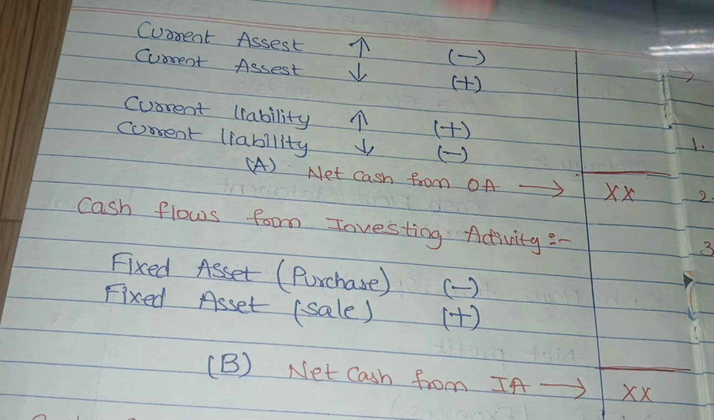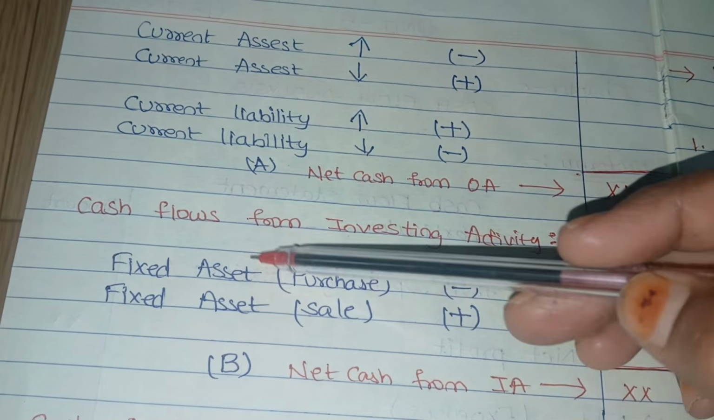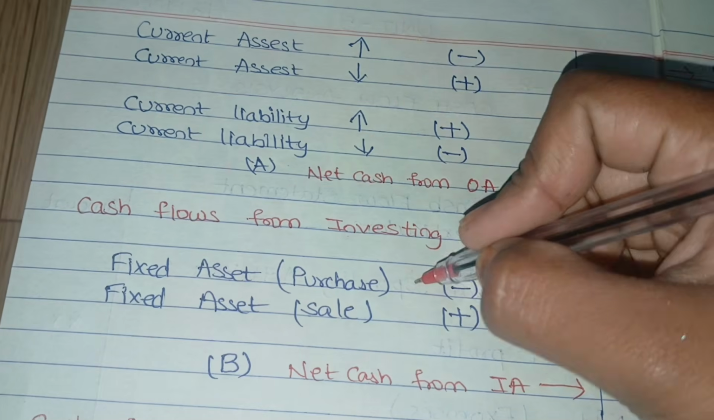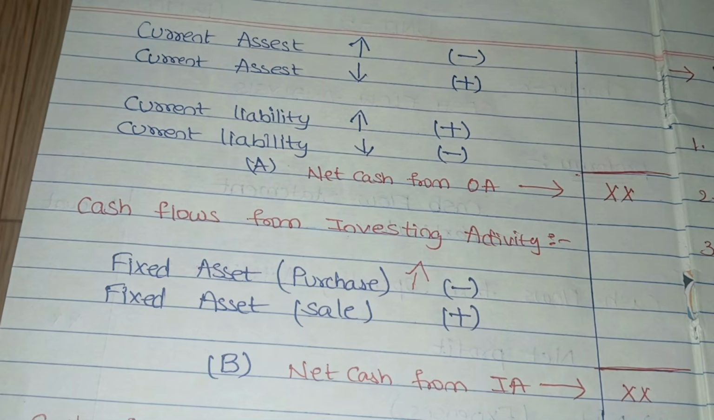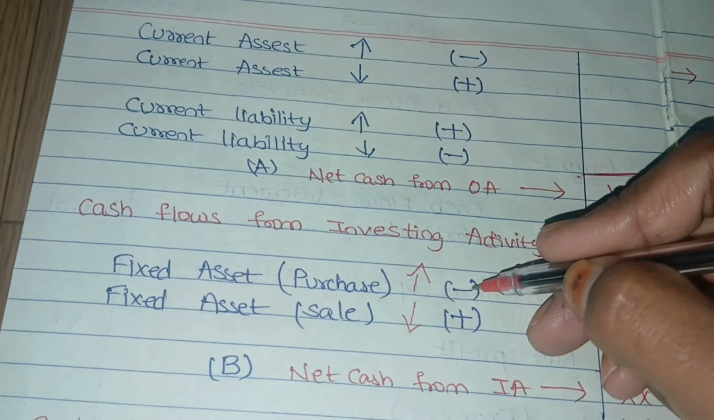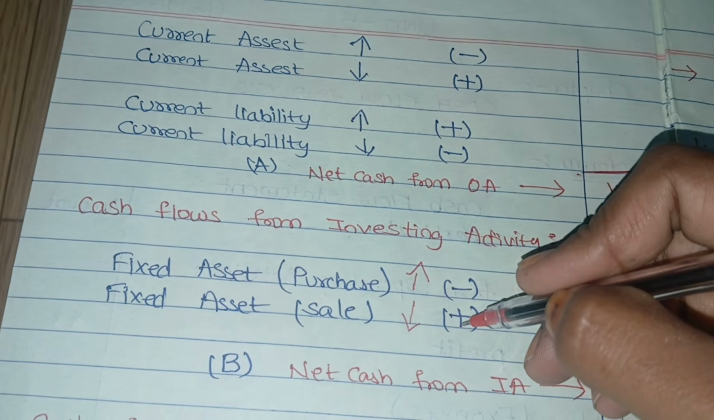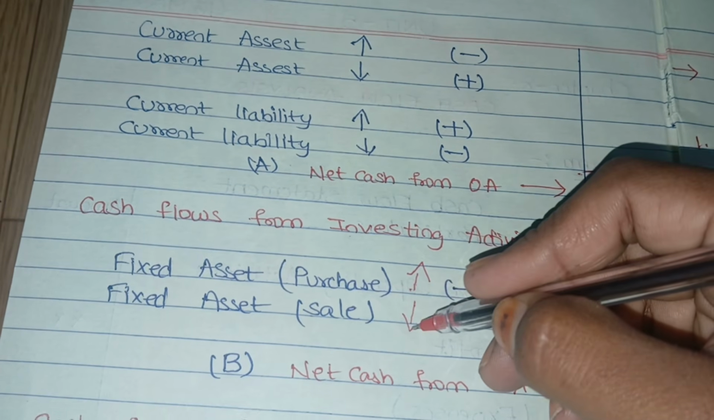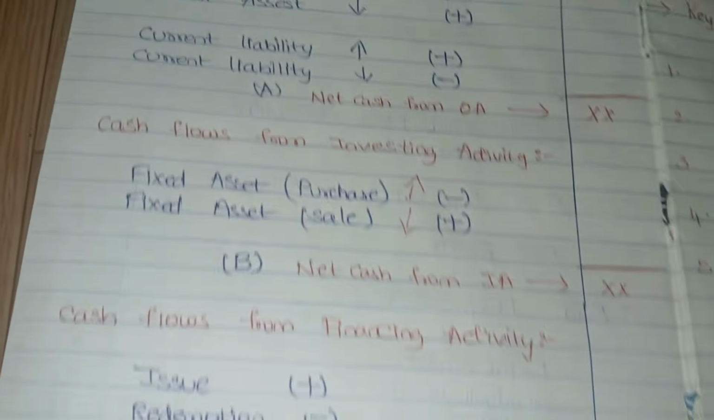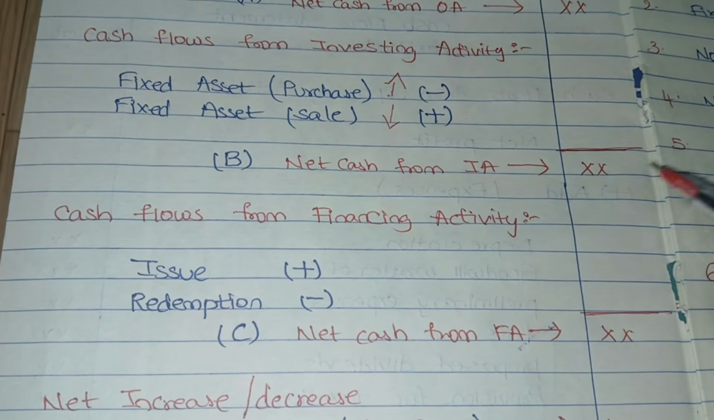After operating activities you have investing activities. To do investing activities you need to concentrate only on the fixed assets. If fixed assets are increasing, it means purchases. Fixed assets decreasing means sale, and we need to add. If you have purchases, then minus. If you have sale, then plus. Increases mean purchase, decreases mean sales. Only the fixed assets we need to concentrate on to do investing activities. The amount we add here is called net cash from investing activities.